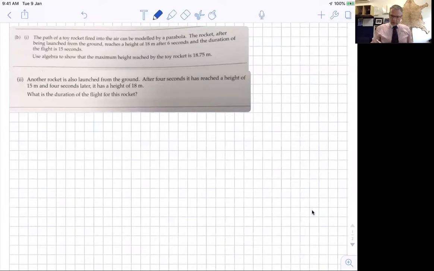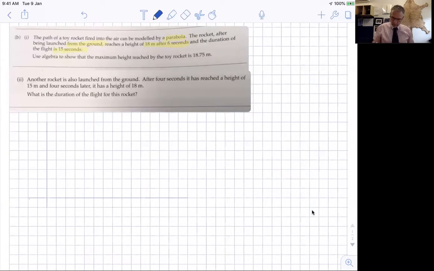Let's start by drawing a graph of this situation, and you can see there are some keywords. Parabola. This is after being launched from the ground, and there's some information. It reaches a height of 80 meters after 6 seconds, and the flight lasts 16. So from that, we've got enough to be able to draw a graph of this situation.